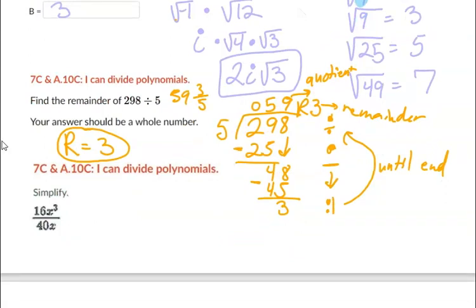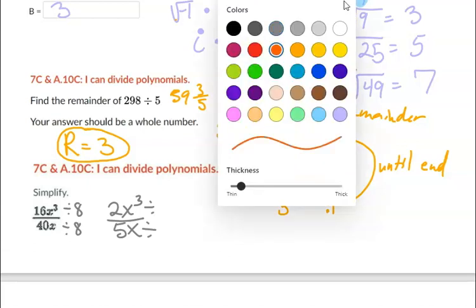I could divide polynomials. Simplify 16x cubed over 40x. Let's see, we could divide each of these by 8. 16 divided by 8, we have 2. 40x divided by 8, that is 5x. We could also divide by one more thing. We could divide by x.